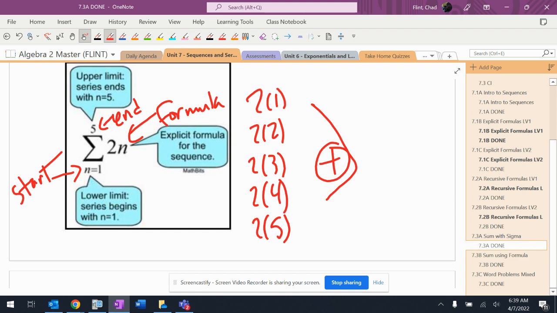I don't care what the grand total is right now. I'm just talking about how to do it. Why am I going 2 times 1, 2 times 2? Because I start at n equals 1, and then I work my way up to n equals 5. 1, 2, 3, 4, 5.